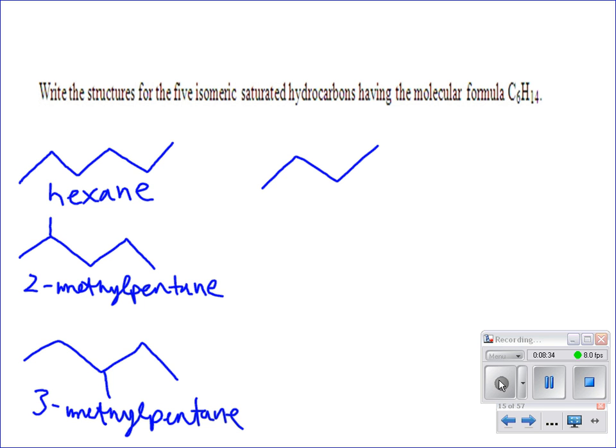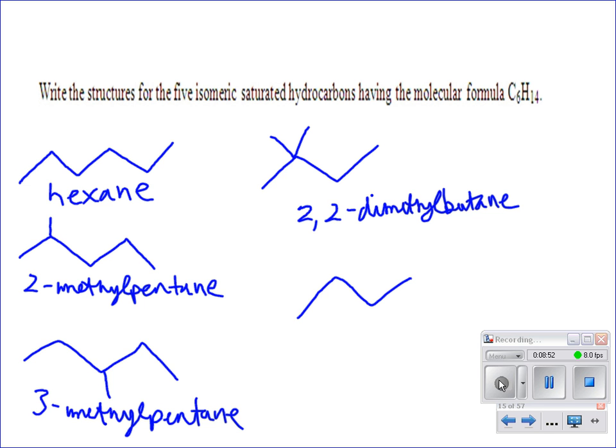2 on the second one, so we'd have a 2,2-dimethyl butane. Good. Okay, I'm only 1 away. Take off one of the methyls on 2 and put it on 3. And what do we get? 2,3-dimethyl butane. And those are our isomers.